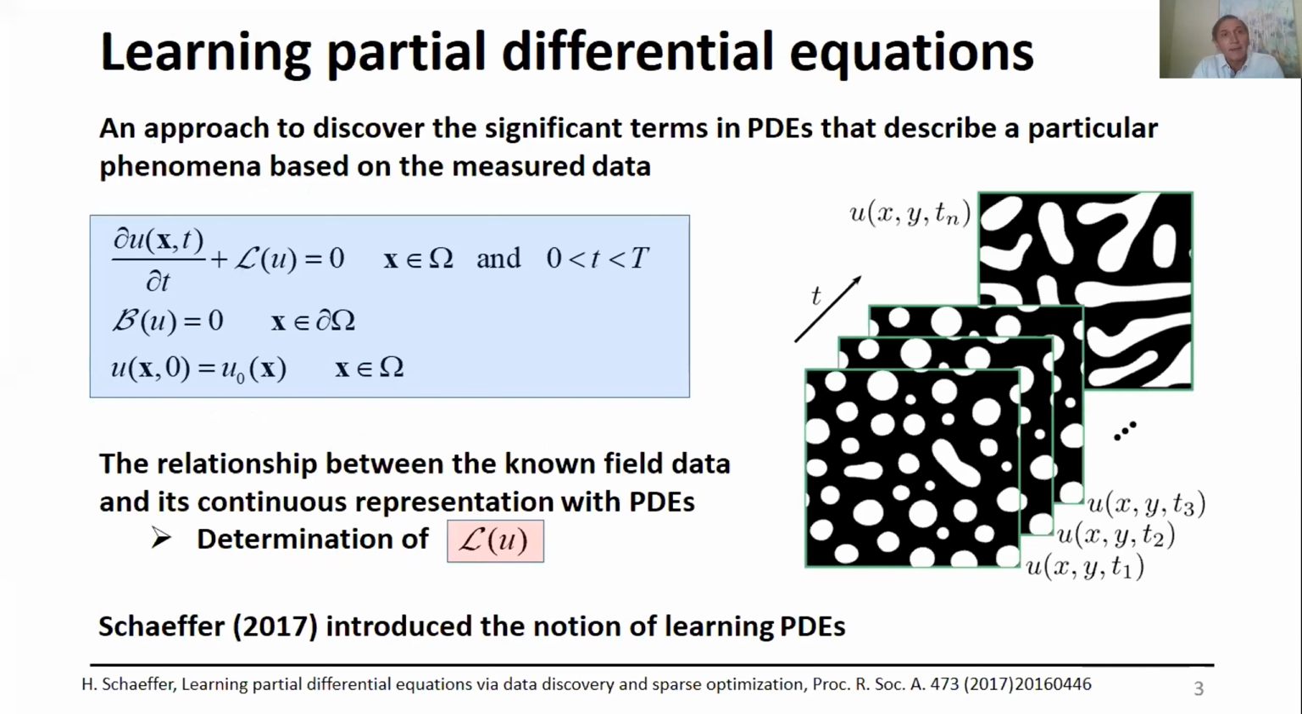So learning partial differential equations is an approach to discover the significant terms in partial differential equations to describe a particular phenomenon based on the measured data. And usually the measured data has some noise. Here, for example, you see this partial differential equation and the boundary conditions, in this case subjected to periodic boundary conditions. What you see on the right-hand side is the given data. We have initial conditions. So what we want to do is determine the differential operator L here, okay? This notion of learning partial differential equations was introduced by Schaefer in 2017.